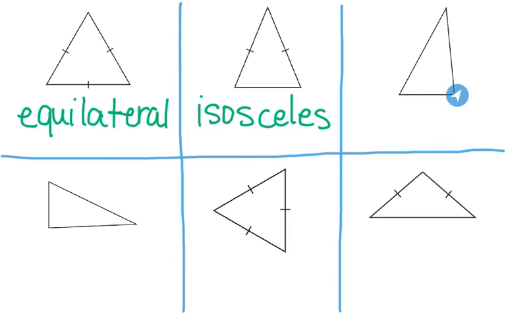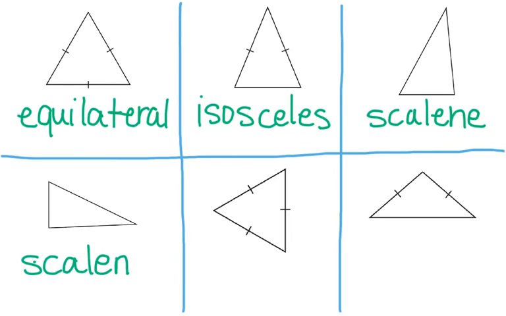I noticed on this triangle here, I see no dash marks, no tick marks, anything. That tells me that there are no sides of equal length. When I have no sides that are equal, this would be considered a scalene triangle. All right, moving on, I noticed the same thing about this triangle down here. No tick marks, therefore all 3 sides are different, so this would be considered scalene as well. On this triangle here, I notice 3 tick marks. That tells me that all 3 sides are equal. If they're all equal, this is considered an equilateral triangle.